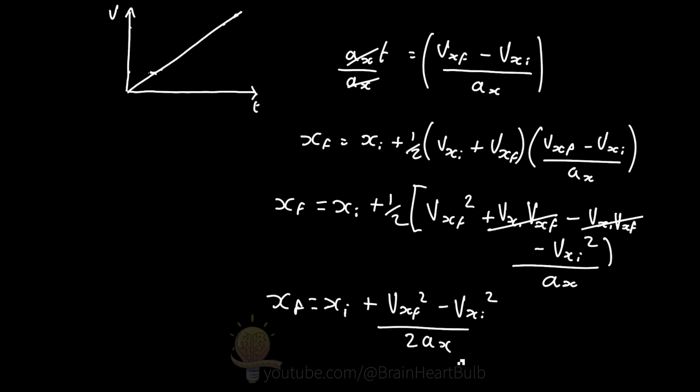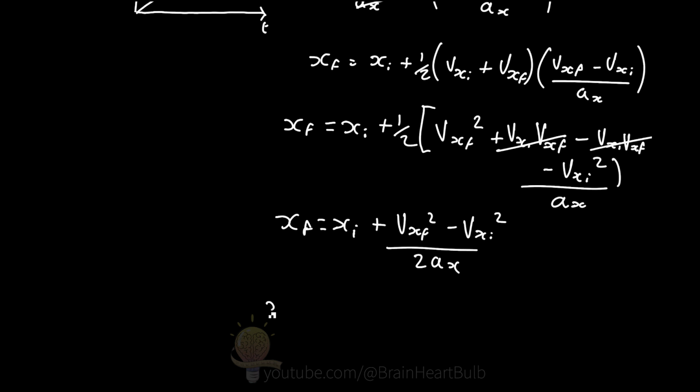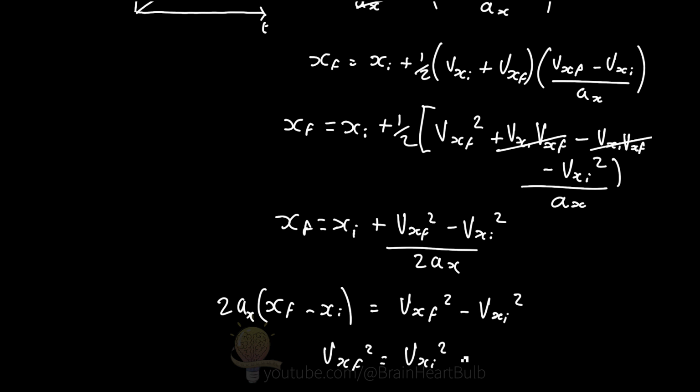And we can rearrange to make the final velocity the subject, multiplied by 2a_x, and that's the final equation.